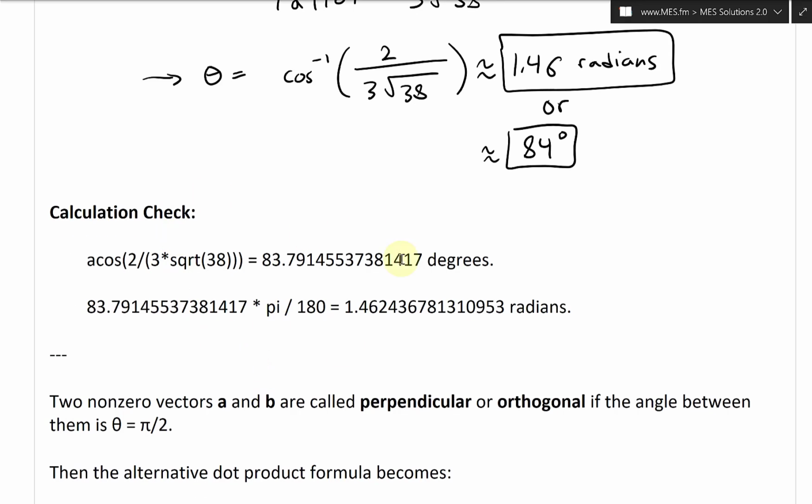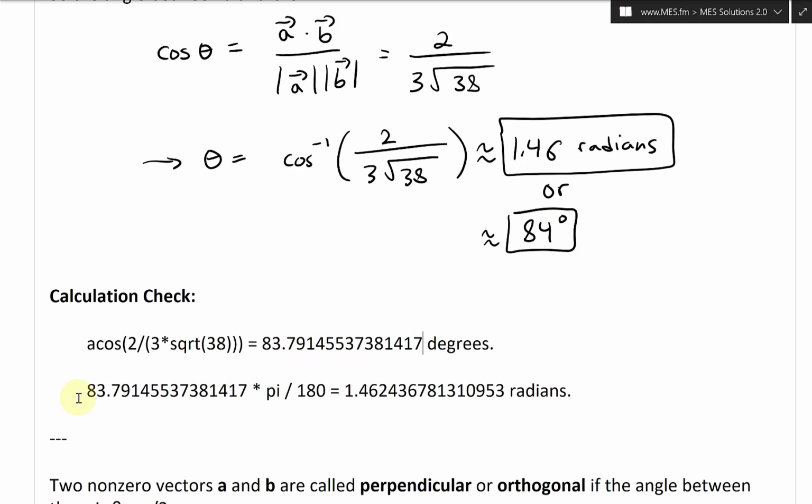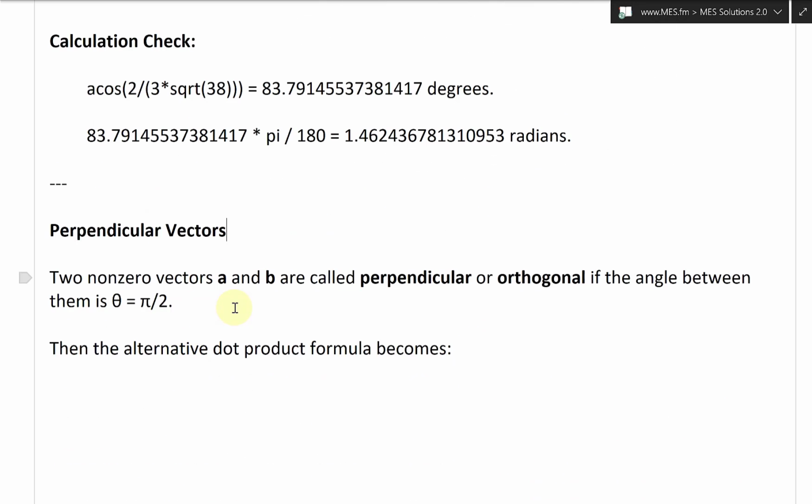The OneNote program that I'm using has a built-in calculator. So if you write acos, and then bracket 2 divided by 3 times SQRT for square root 38, put the corresponding correct brackets. The default is in degrees, like that. And you get 83.79, which is rounded up to 84. And then if you plug that in here, times it by pi divided by 180, because pi radians for every 180 degrees, you get 1.462, etc. Just fascinating stuff.